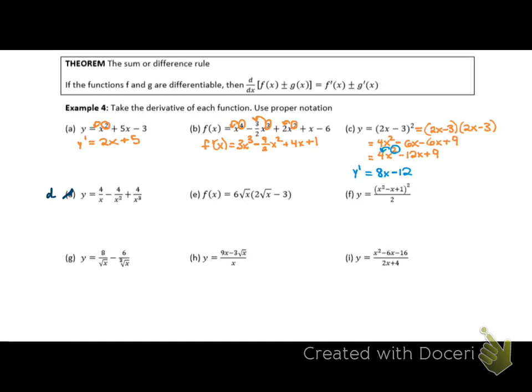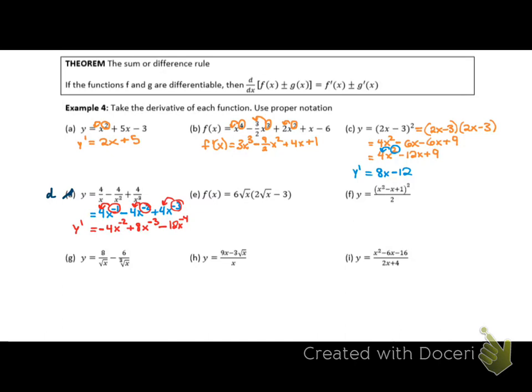Done. Now just like before, if there's an x in the denominator, you're going to have to move it to the numerator in order to use the power rule, because for now, power rule is the only thing we know how to do. So this ends up equaling 4x to the negative first power minus 4x to the negative second power plus 4x to the negative third power. We're taking our exponents and moving them to the front again. So we multiply, we get y prime equal to negative 4x to the negative second power plus, because negative times negative is positive, 8x to the negative third power minus 12x to the negative fourth power.